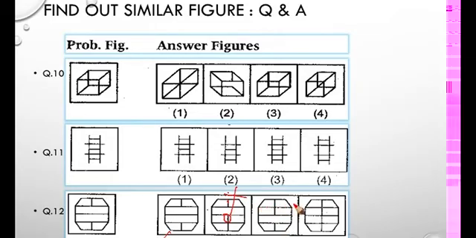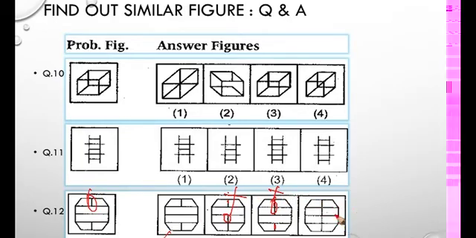This line is perfectly fine. This line is also all right, and the third line. But here the line touching the lower line is perfectly okay, but this line which is touching the upper line is actually again extended to the next line, which is not the case in the problem figure. So here this is also ruled out.